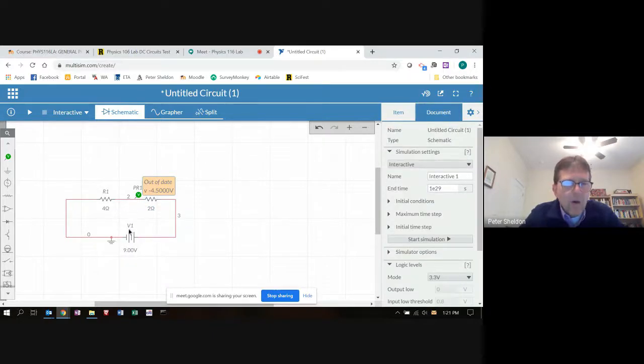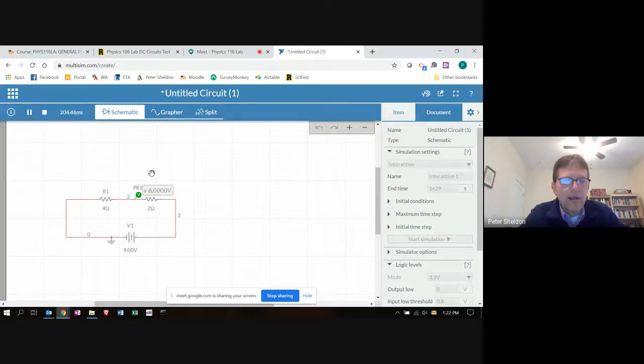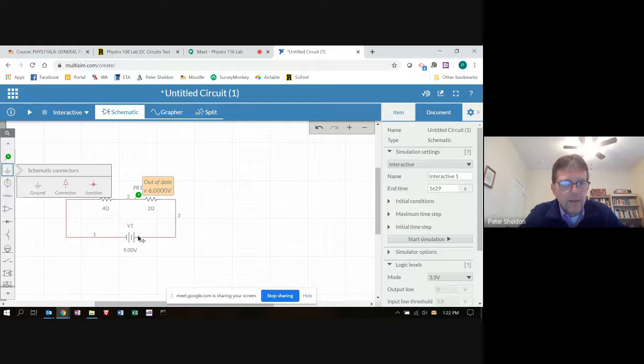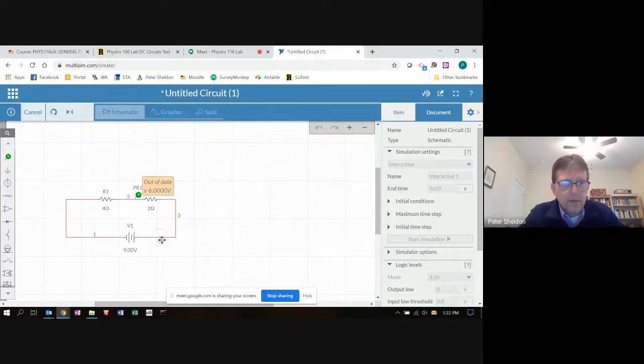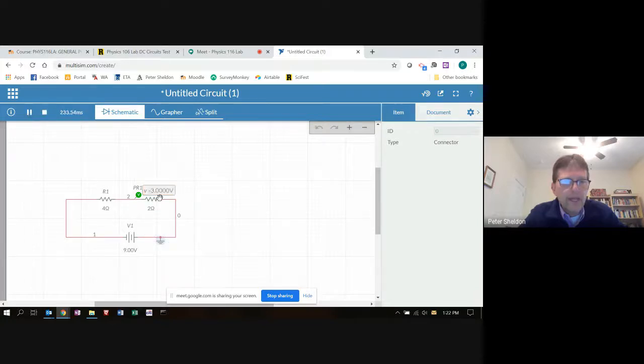Now because the ground is here and I'm measuring voltage here, I'm measuring the voltage across R1. What should the voltage across R1 be now? 6, right, exactly. It's the bigger one. So run it. Look at that, 6. Great. I'm going to stop, take my ground and put it over here. Run it. 3. So the voltage across the 2 ohm resistor is 3, and the voltage across the 4 ohm resistor is 6. This is our voltage divider.